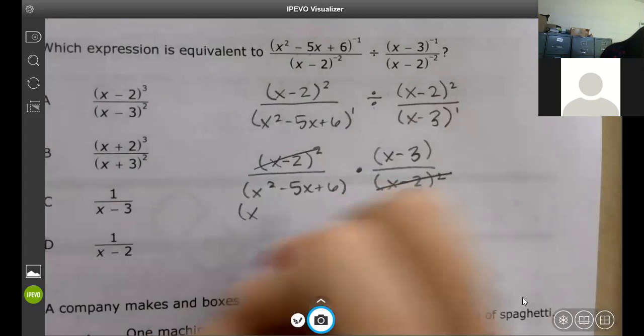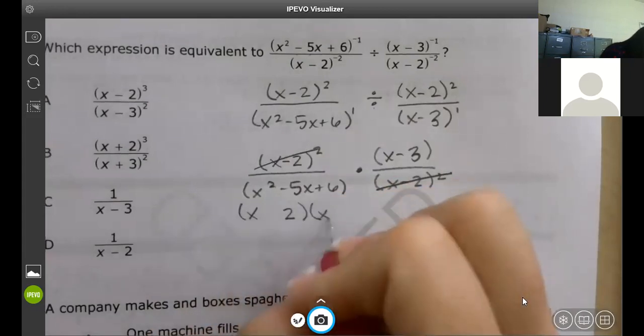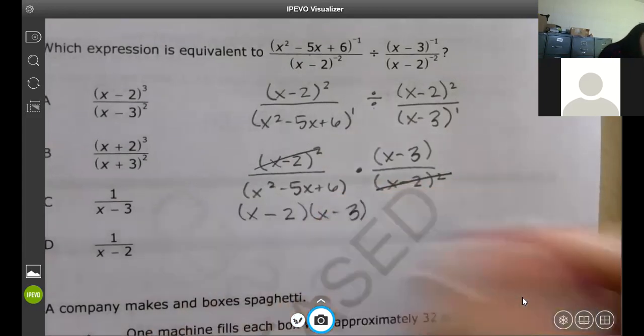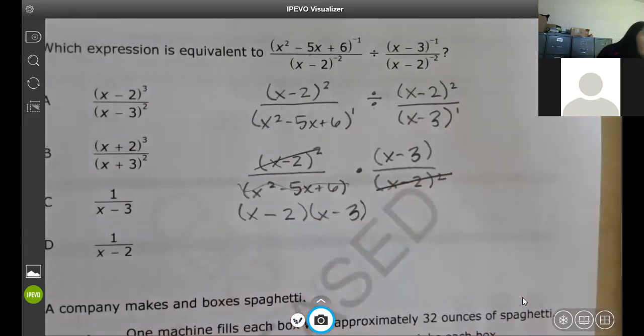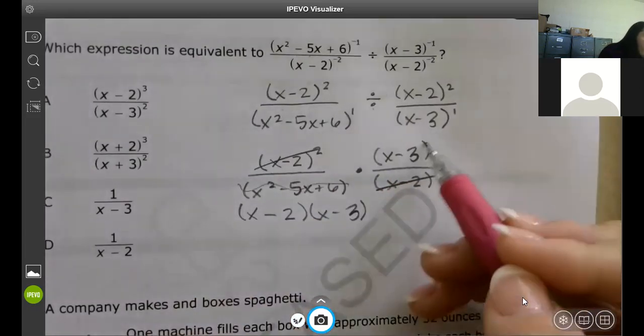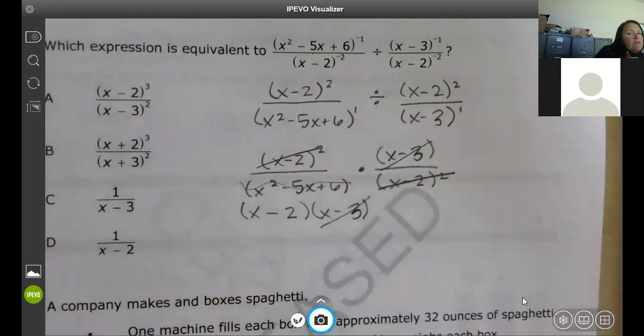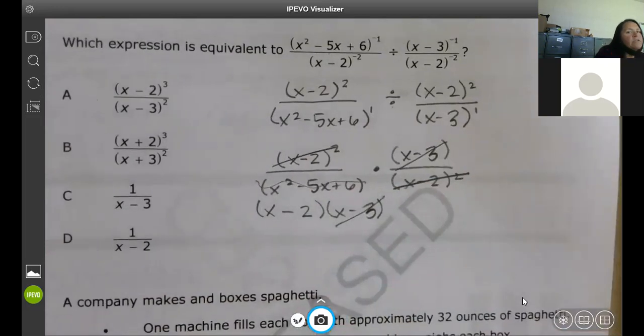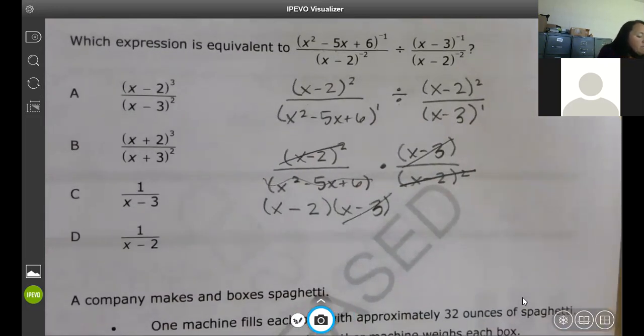Negative 2 and negative 3. Do you see something the same on the top and the bottom? So the only thing I left was an x minus 2 on the bottom. Which one has an x minus 2 on the bottom? That's it. Now, I will go back and show you Desmos, but you're going to have to watch how you put it in, okay?